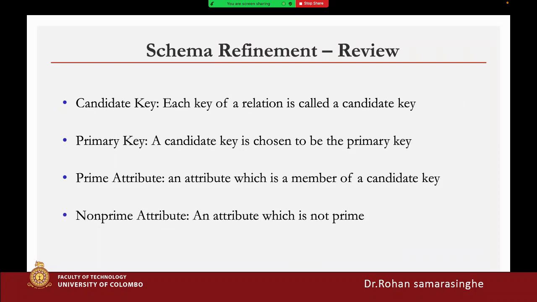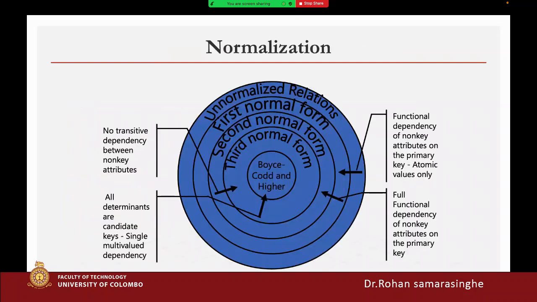And schema refinement review: candidate key. Each key of a relation is called a candidate key, and the candidate key chosen to be the primary key is the primary key. Prime attribute: an attribute which is a member of a candidate key. Non-prime attribute: an attribute which is not prime.